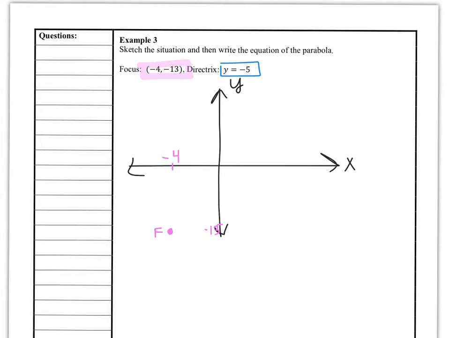So I'm going to go down to negative 5, which is right about there. I'm going to estimate where it is and draw a dotted line to show the directrix.